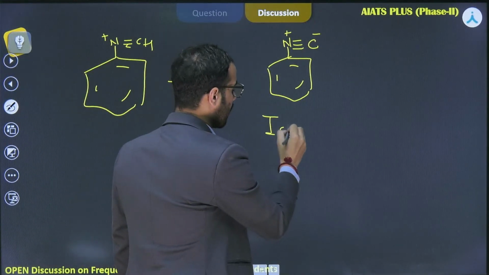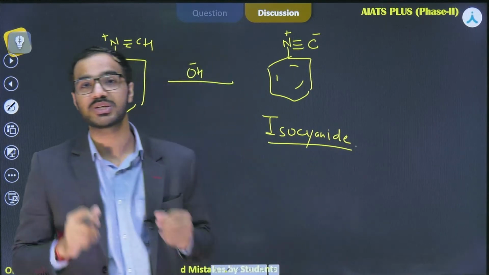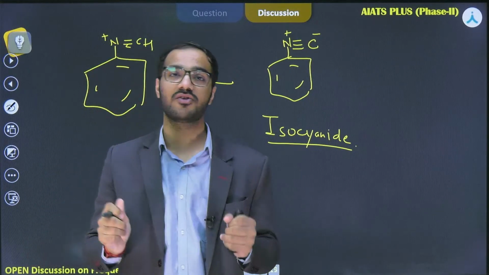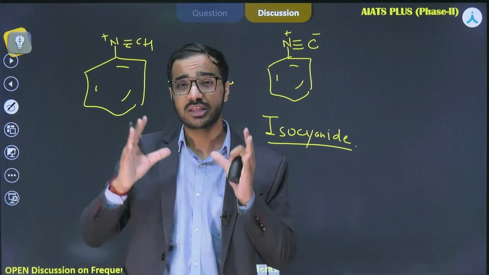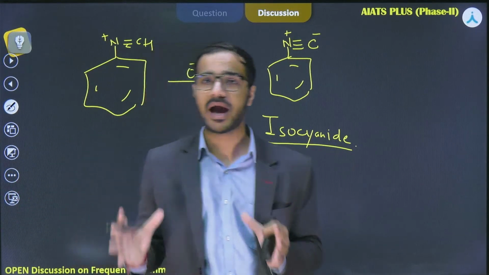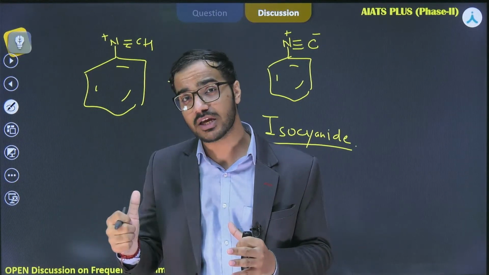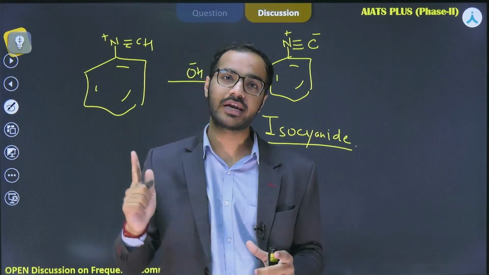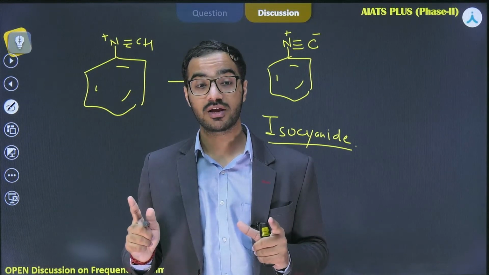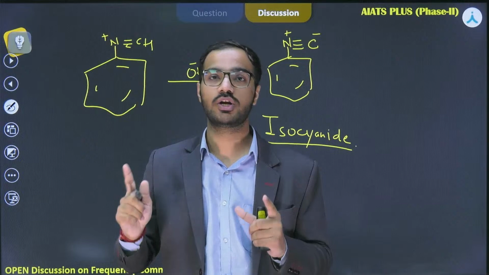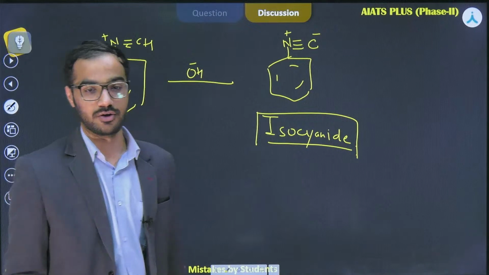This is isocyanide. We can also say that the carbylamine reaction is also known as the isocyanide reaction. It means the product formed in the carbylamine reaction must be isocyanide. This will be the case when you have only 1 degree amines, and this reaction will not occur with 2 degree or 3 degree amines. Okay, so this is the product formation in the carbylamine reaction.